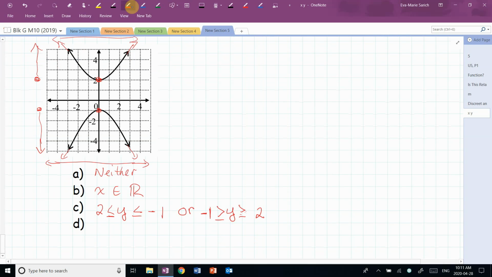Now, is this a function or not? Use your vertical line test, and it's going to cross more than once. So this is no, not a function.